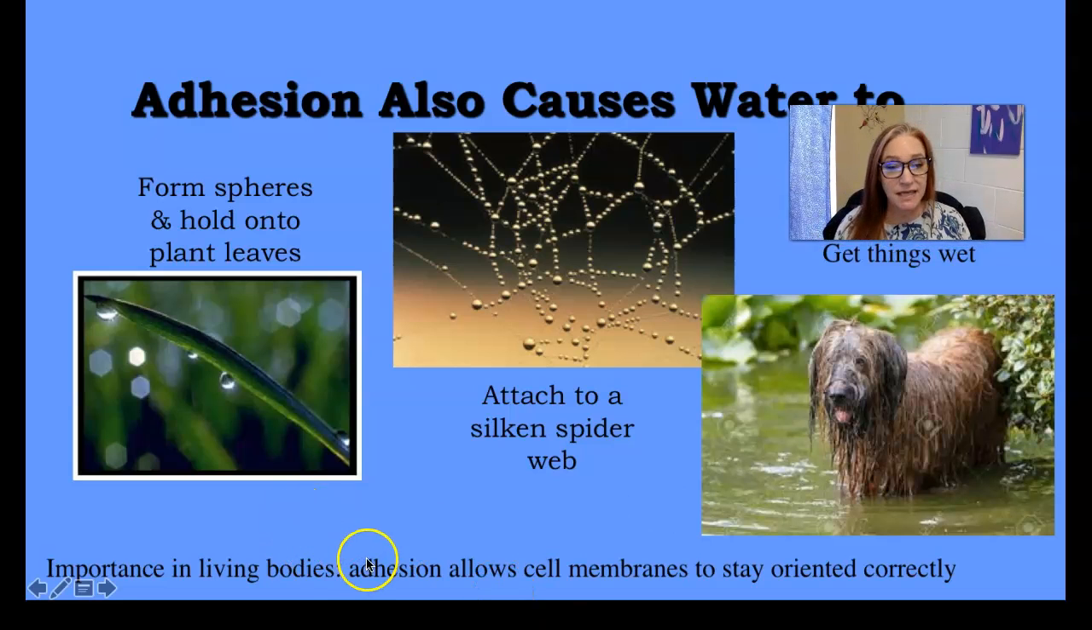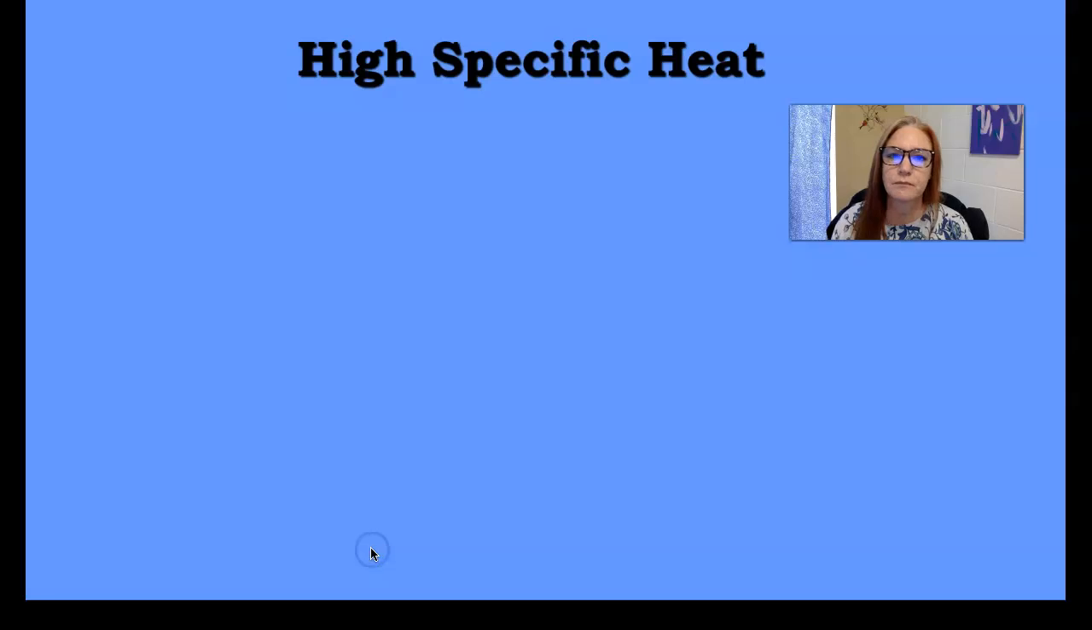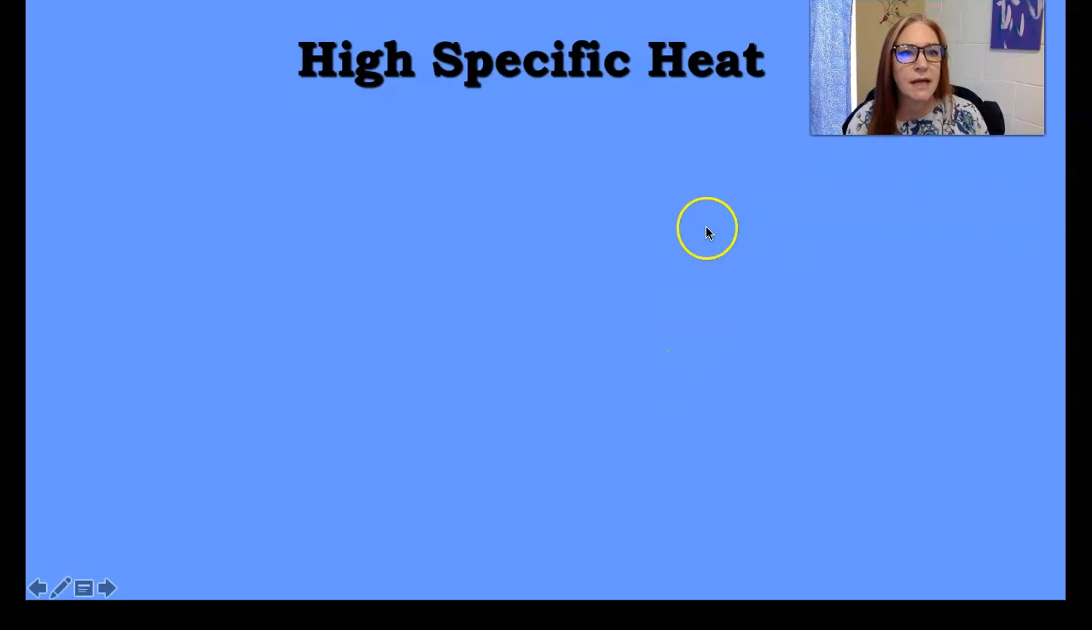In living bodies, this adhesive effect occurs when the hydrogen bonding happens between the cell's internal and external environments and the cell membrane, which we'll talk about in a later unit. The water's hydrogen bonding with that cell membrane's molecules keeps the cell membrane oriented properly. Okay. All right, next property is high specific heat.